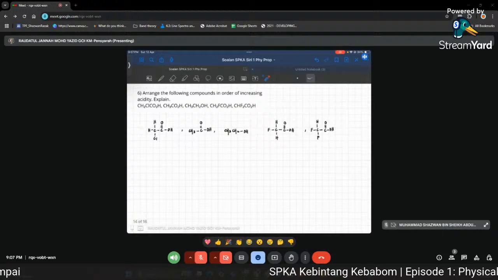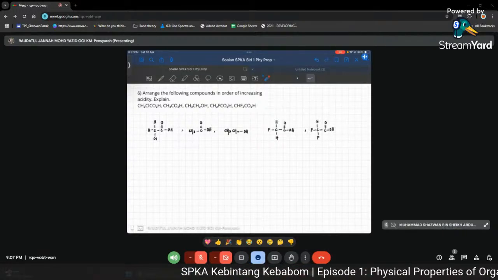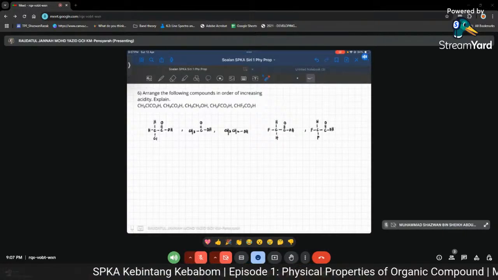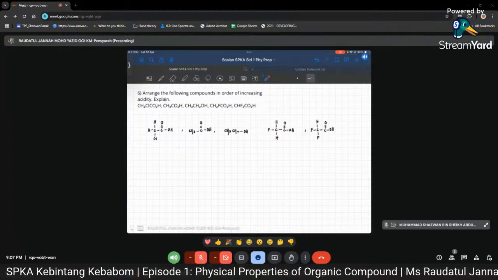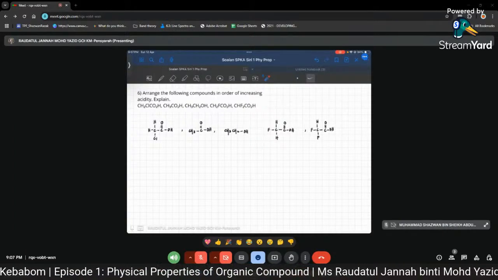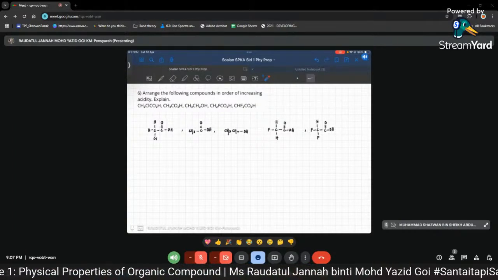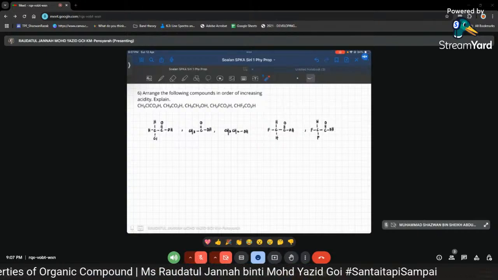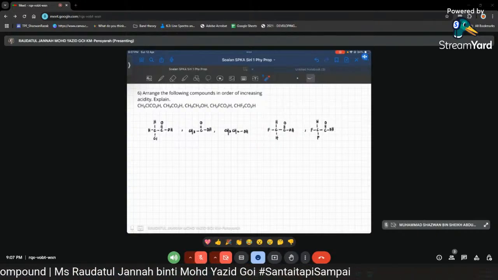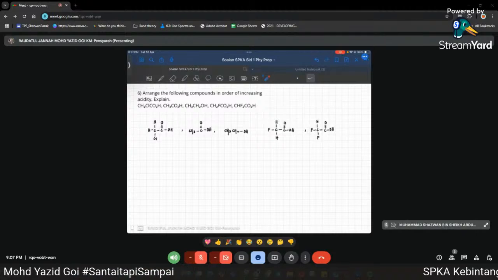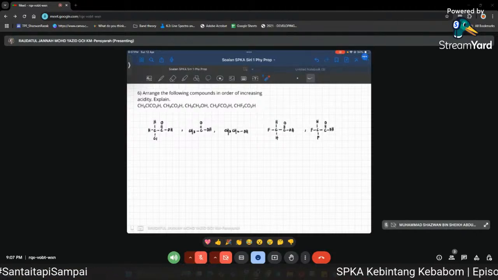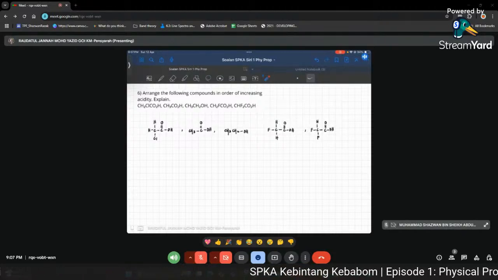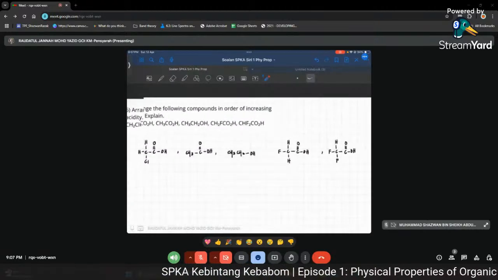So kita ada chloroethanoic acid, kita ada ethanoic acid, kita ada ethanol, kita ada fluoroethanoic acid, kita ada difluoroethanoic acid. So the thing is, everything is carboxylic acid except one, alcohol. So for sure, you tahu which one is the weakest acid that we have here? Alcohol. Okay, so let's take a look at the structure yang kita ada.